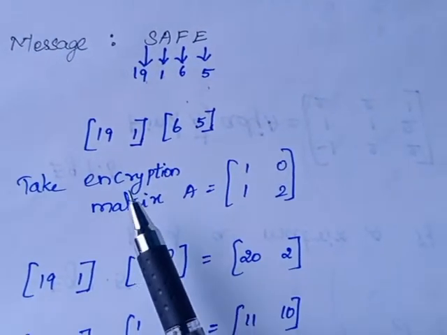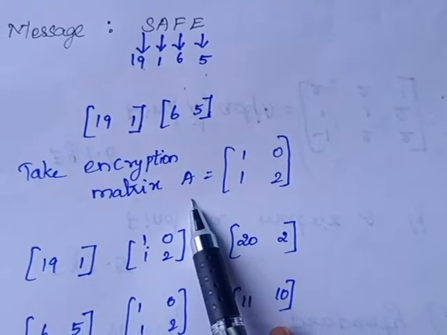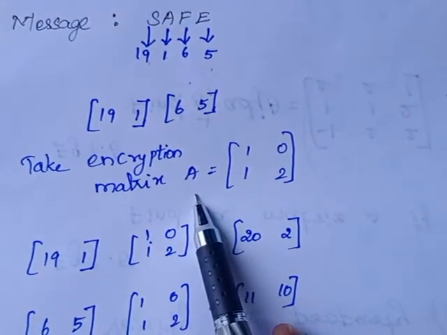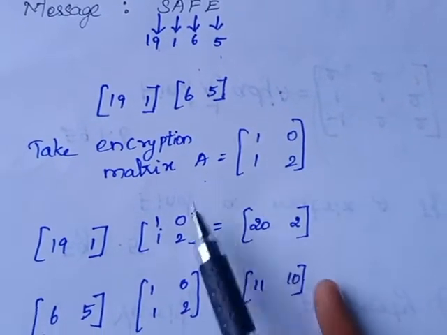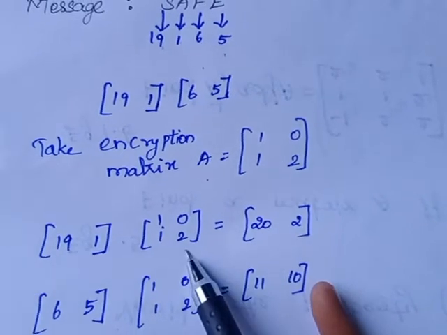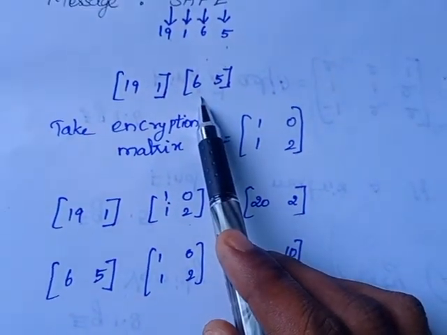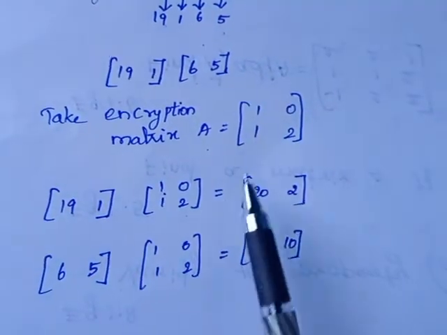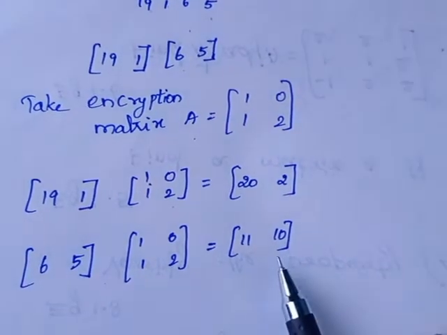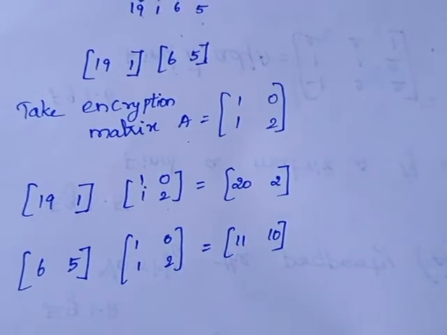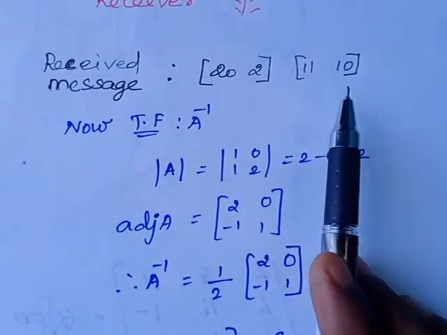I have to take one encryption matrix. We can consider any matrix of order 2 by 2. Now I multiply the row matrix with the encryption matrix. The product of the row matrix 19 1 with the encryption matrix 1 0 1 2 is 22 and the product of the row matrix 6 5 with the encryption matrix 1 0 1 2 is 11 10. Now the receiver gets the message 22 11 10.